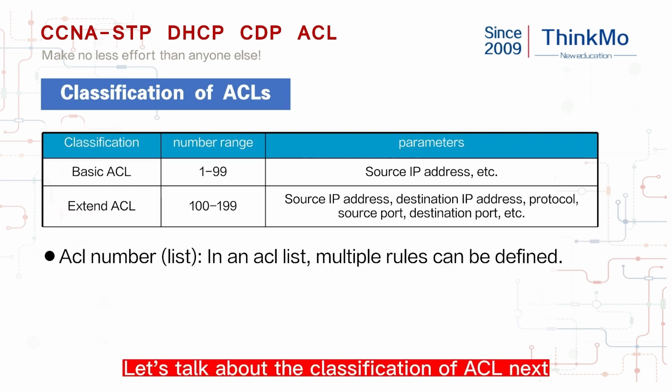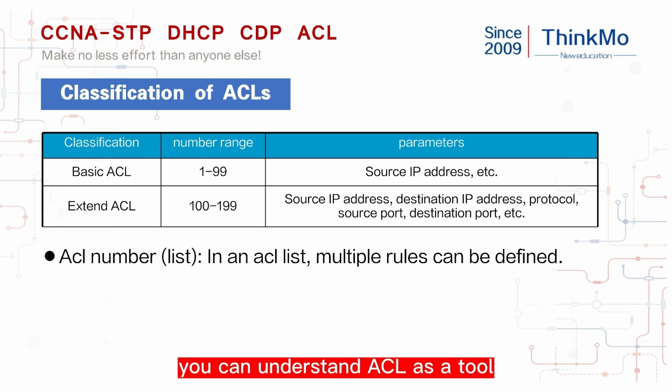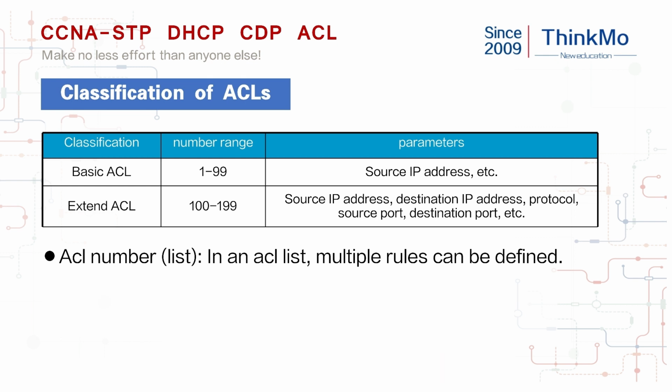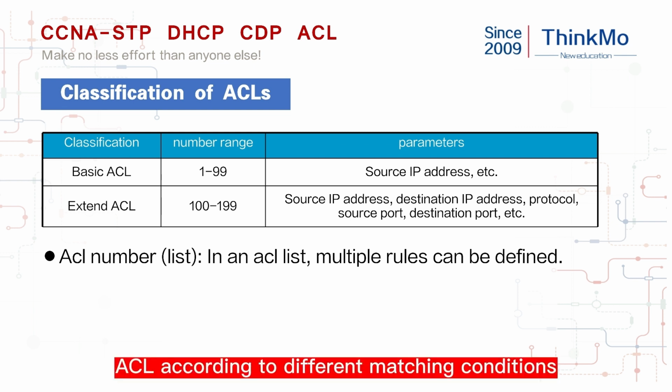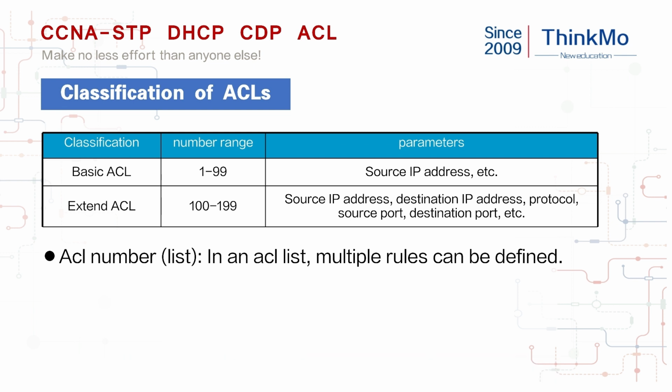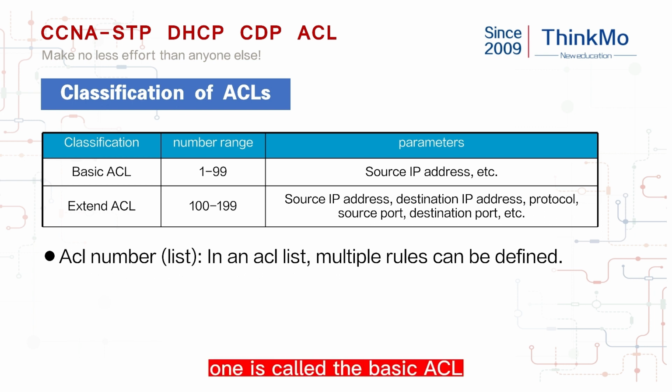Let's talk about the classification of ACL next. In fact, you can understand ACL as a tool. It is a very flexible tool, used to match various data in the network. ACL, according to different matching conditions, can be divided into two categories. One is called the basic ACL. One is called the advanced ACL.